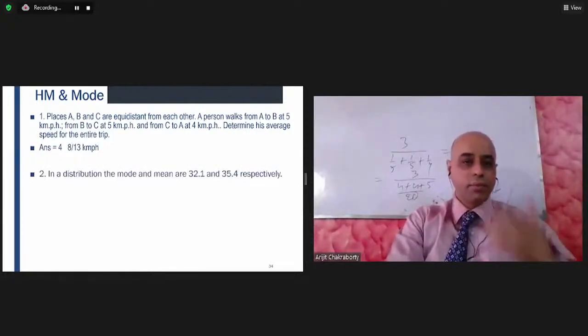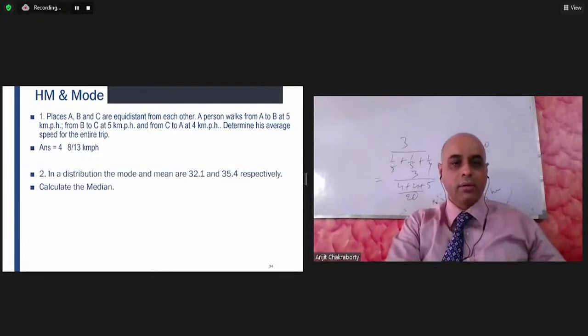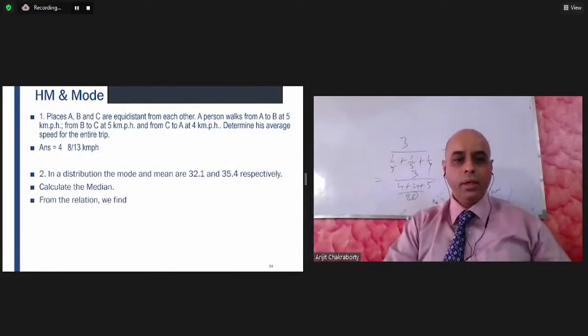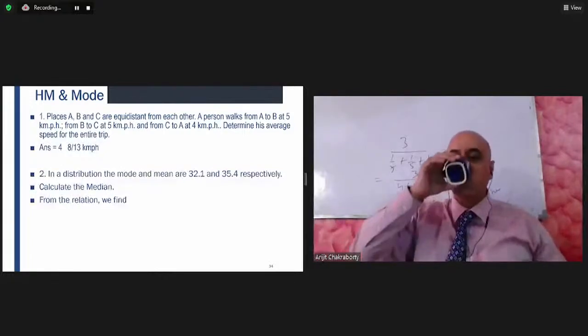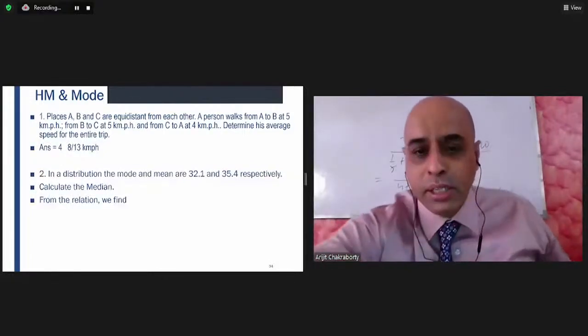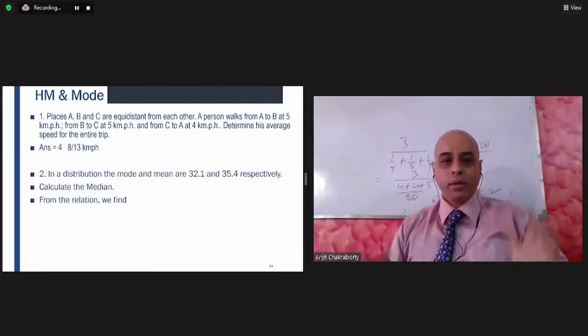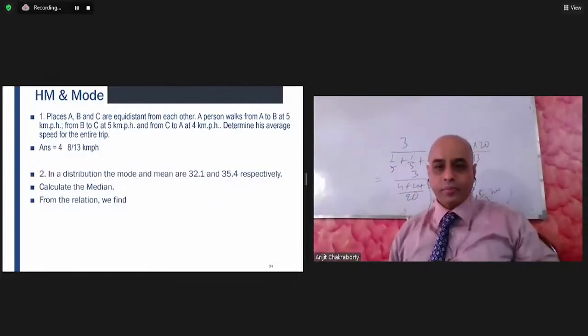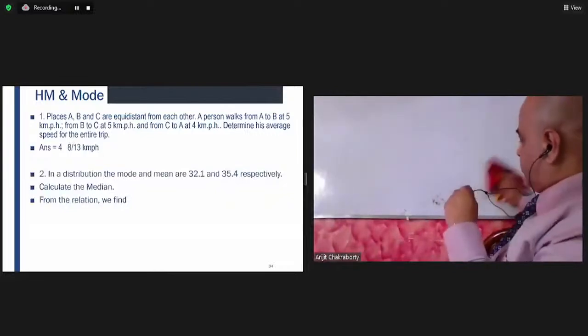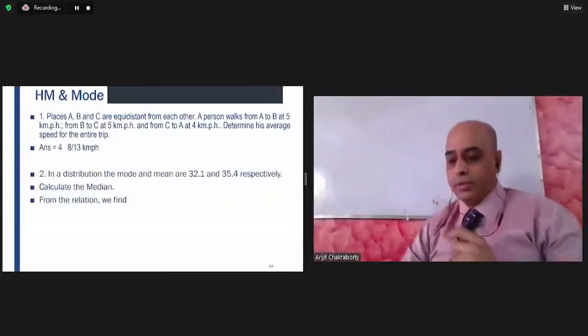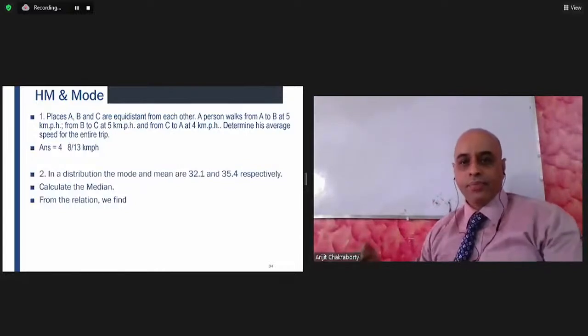Next is, in a distribution, the mode and mean are given. Calculate the median. Very, very important question. We have done similar questions earlier. Please try and solve this one. Mode is given, mean is given. We have to find median. I'm just trying to solve it and we will check whether the answer is correct or not. These are very important questions for the exam.